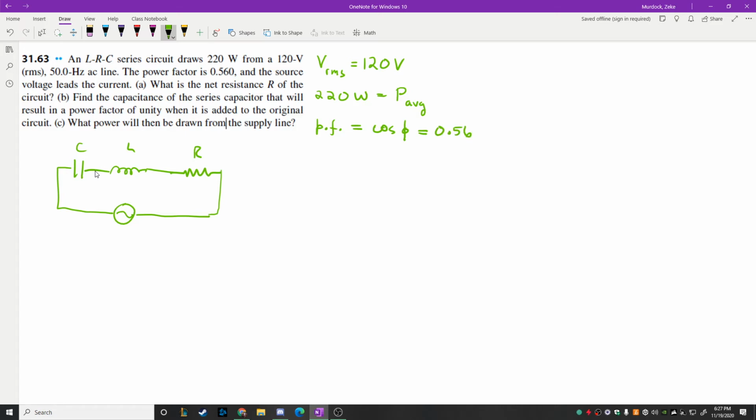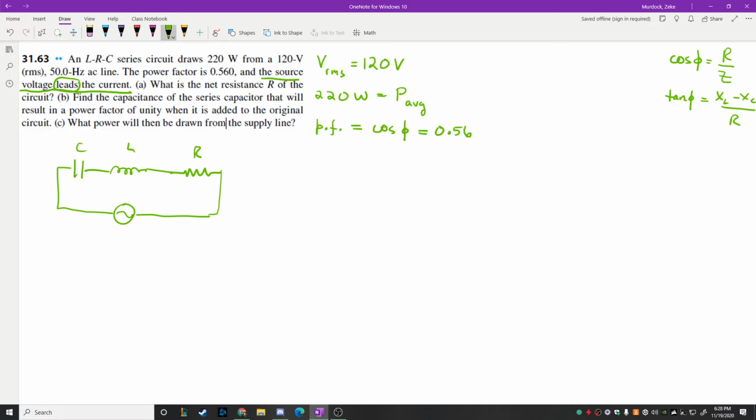We learned some relationships for the phase angle last time. I could write them up here, for example, that cosine phi was equal to resistance divided by impedance, and the other equation we got was that the tangent of phi was equal to X_L minus X_C divided by the resistance. They also tell us that the source voltage leads the current. That's a hint about something that's going on in the system. This means the current is lagging behind the voltage.